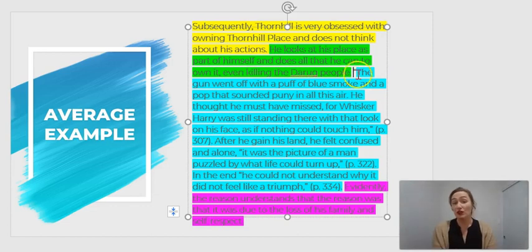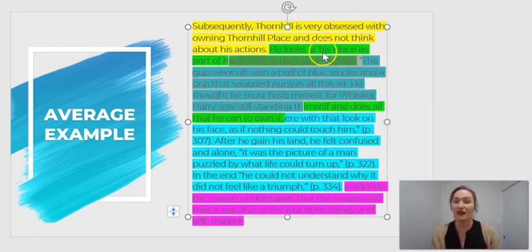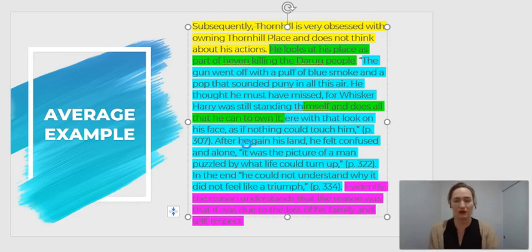Now the thing is, there's no context here. Can you see? I don't know where this is. As the marker, I'd be going, where's this quote? Who has the gun? Who's killing Whisker Harry? Obviously, I do happen to know this point, but it's really unclear how it links to him wanting to own Thornhill Place. It's not even a very good quote. Ooh, I don't know what I did there.